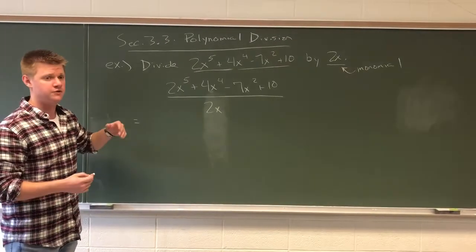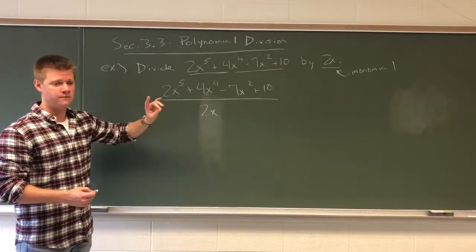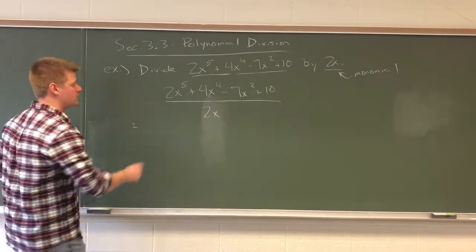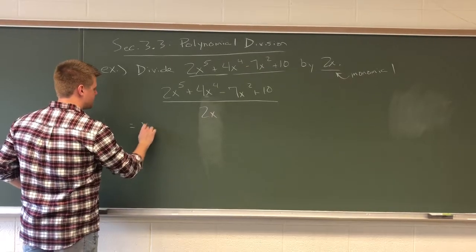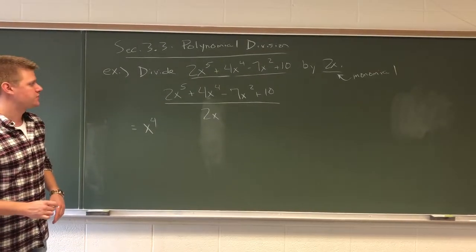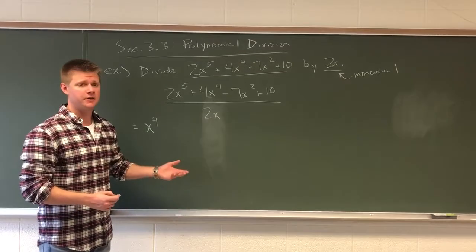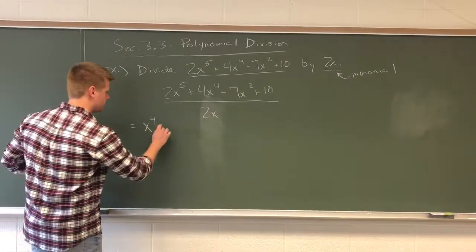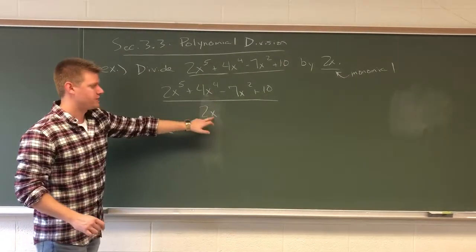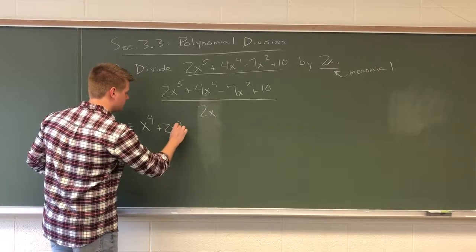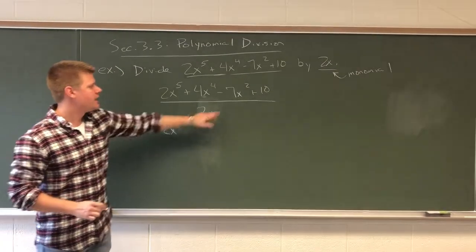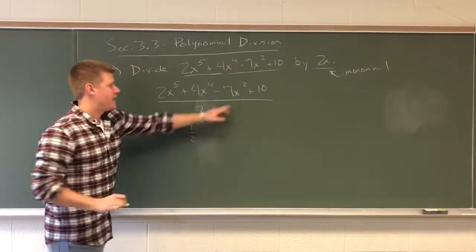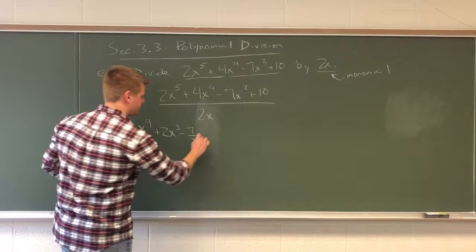All I do, left to right here: 2 divided by 2 is 1. X to the 5th divided by x, you can think of it as the first power, we subtract exponents, which leaves us with 1x to the 4th power for the first term. Again, I'm just going to keep moving left to right and reduce individual fractions. 4 divided by 2 is 2. X to the 4th divided by x is x cubed. Next, negative 7 divided by 2, I'm just going to leave as 7 halves. X squared divided by x is x to the first power.